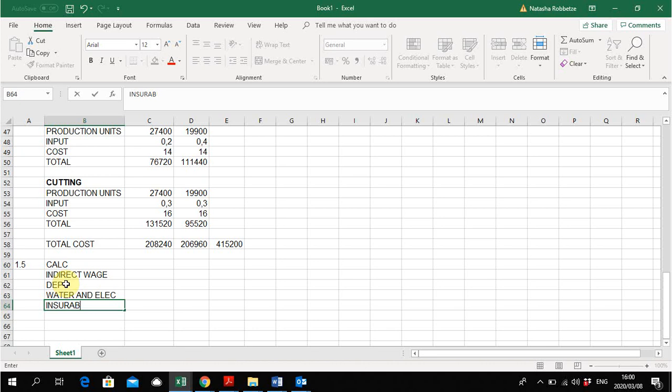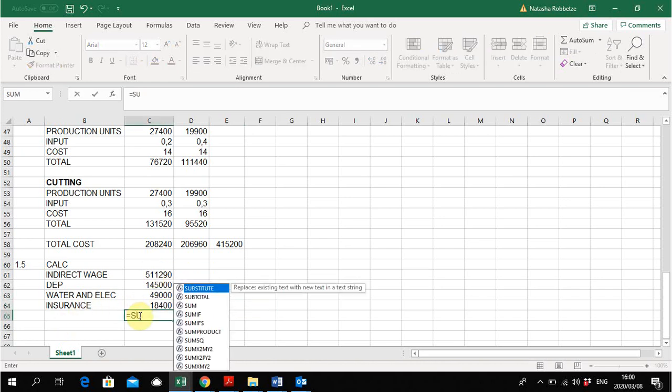Woo! We just typed correctly there. Right, the indirect wage 511,290. The depreciation 145,000. 49,000 Rand for water and electricity, 18,400 Rand for the insurance. So I'm just going to get to a sum total of all these overheads.